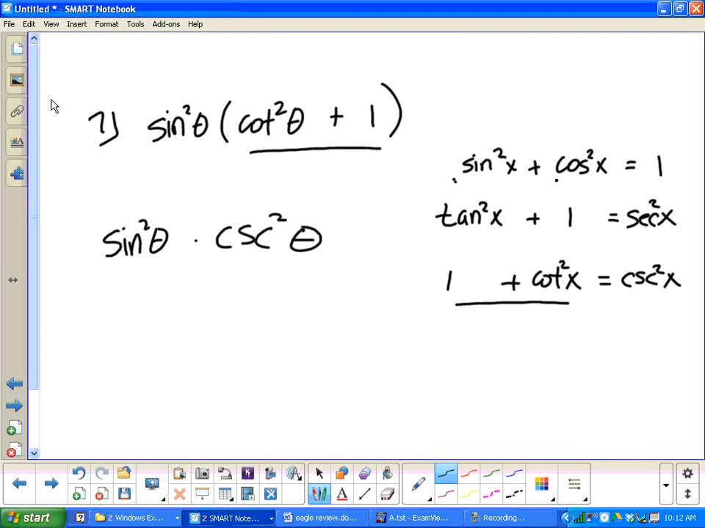Now, since it's multiplication, just change everything to sine and cosine. So I can write cosecant squared as 1 over sine squared, and they cancel. It's just 1. A lot of times you get an answer, it's just 1. A lot of these happen. That's a quotient, reciprocal identity.